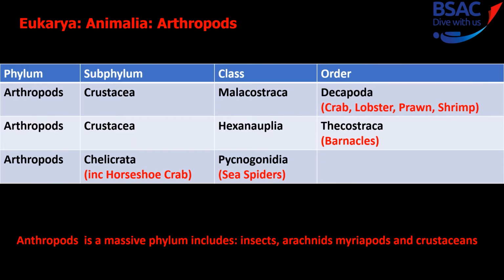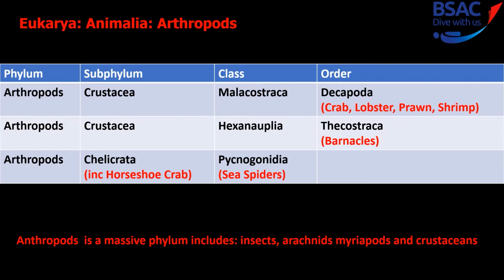Detailed classification of animals to the level of order. Eukarya, Animalia, Arthropods. Arthropods is a large phylum containing many of the crawling insects. One of the subphylums is Crustacea.